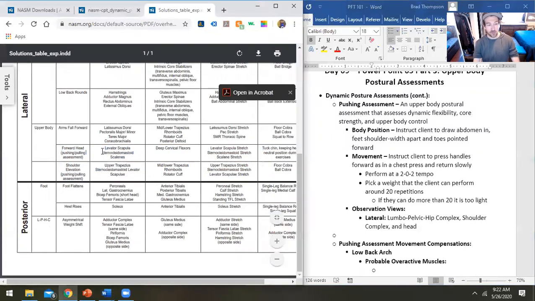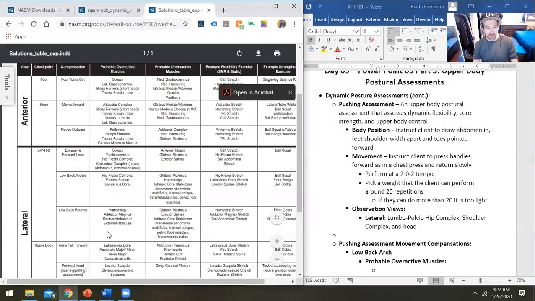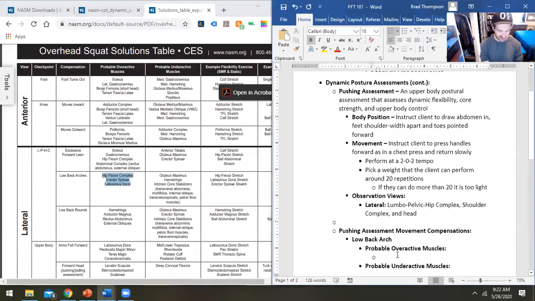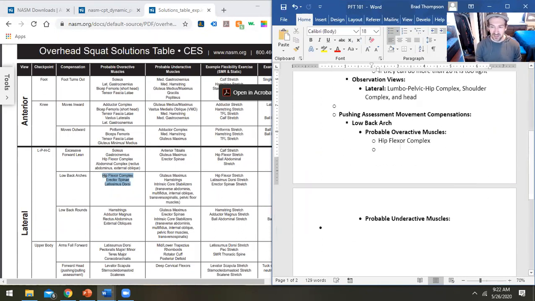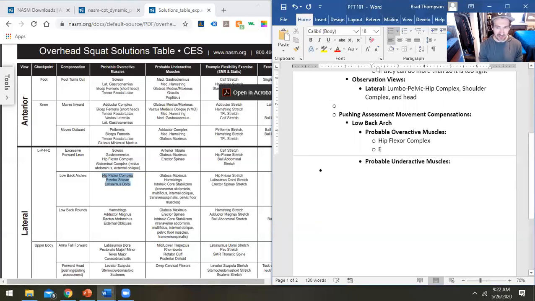Okay, so our probable overactive muscles with the low back arching are going to be the same. If we go up to here, we're going to see the hip flexor complex again. This is something we didn't necessarily have on Friday. We didn't do a full breakdown of low back arch, but we'll get into that in a second. We're going to see the hip flexor complex, the erector spinae, and the latissimus dorsi.